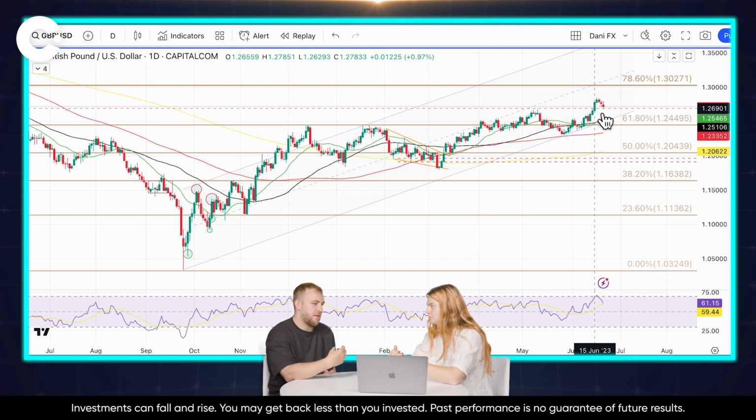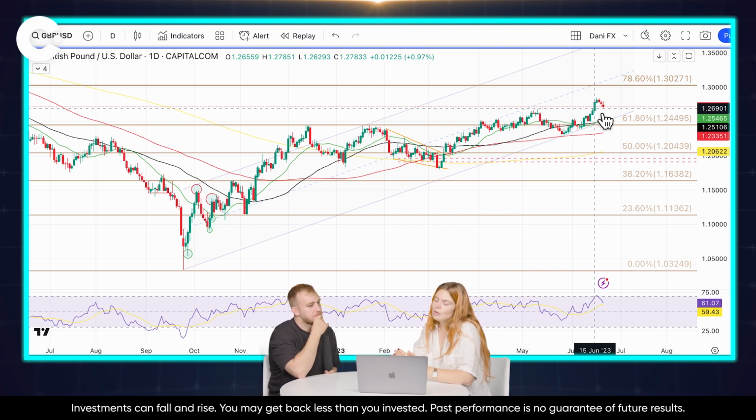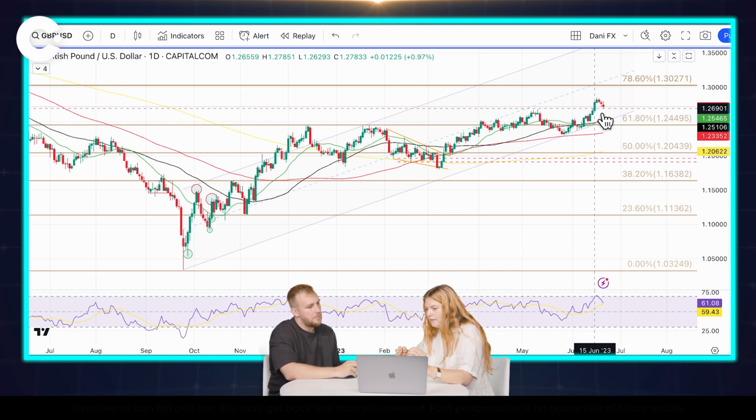What are some of the best indicators to use with it? Would you use this with the RSI, for example? Yeah, I think the Fibonacci is an interesting one because it's very visual, and it's an easy tool to have always on the chart.